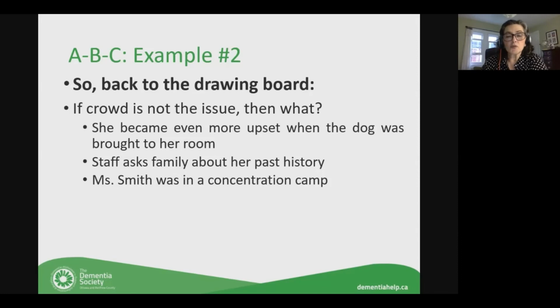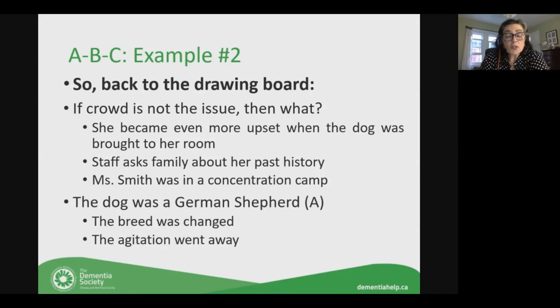So it's back to the drawing board. What could the issue be if it's not the crowd? When they bring the dog to the room, she becomes much more agitated. So the staff asks the family, what is it about this dog that might be the issue? The family reveals that she was a survivor of a concentration camp, and the dogs used in concentration camps were German Shepherds, basically the same breed as the dog used in pet therapy.